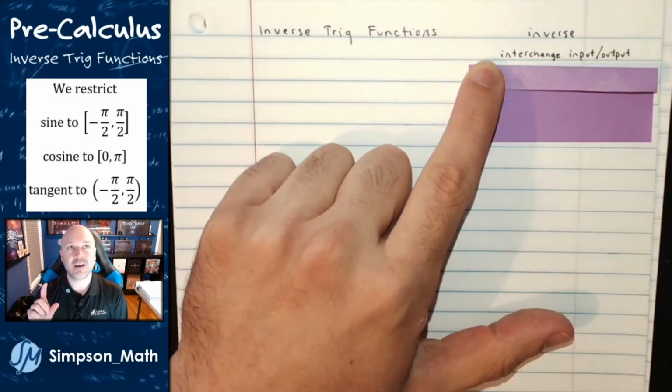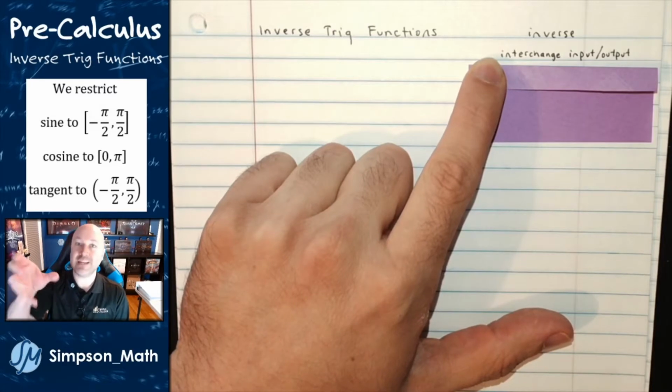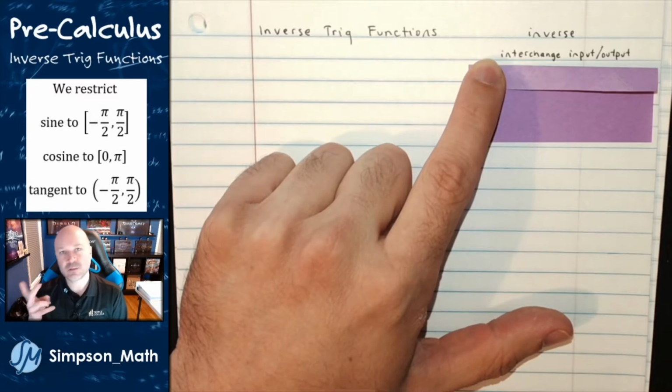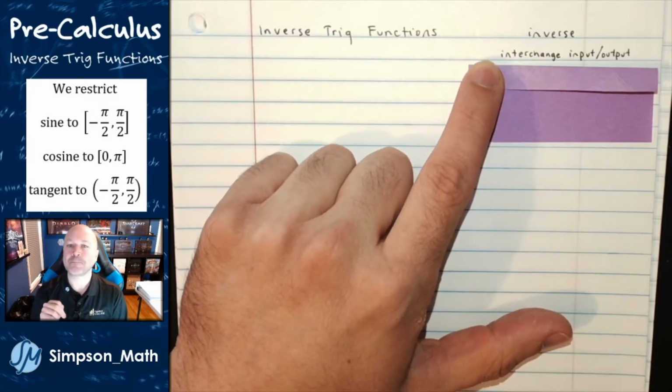The inverse function of that would interchange that. I would take a Dr. Pepper, put it into the machine, and the machine would output $1. So it's all about swapping the inputs and outputs.